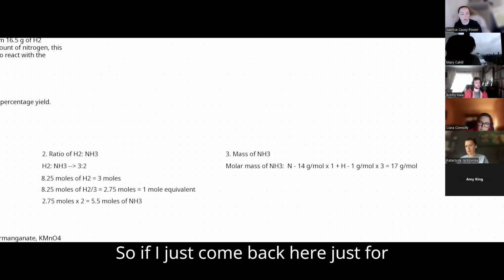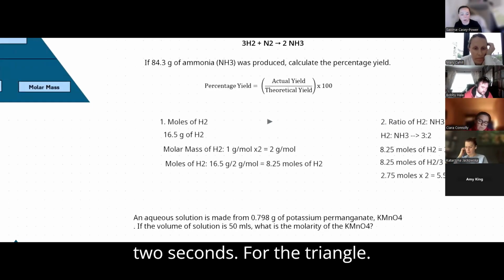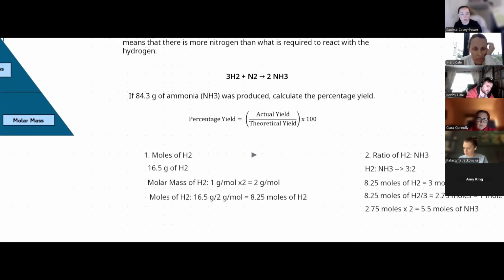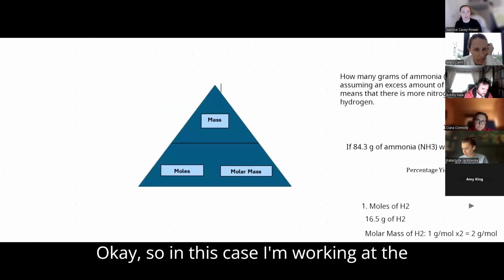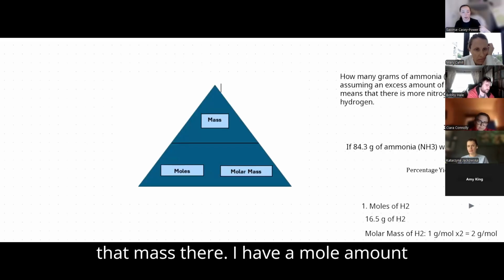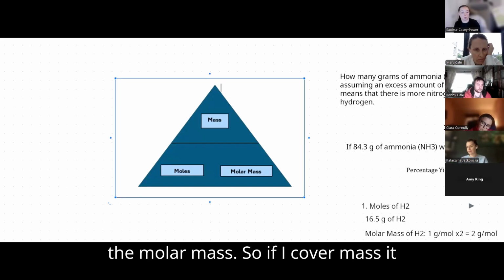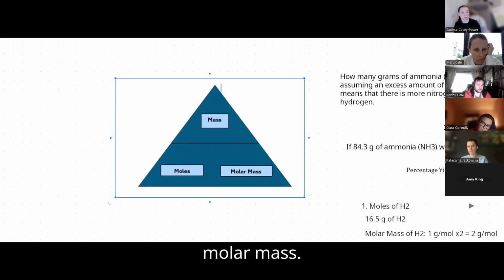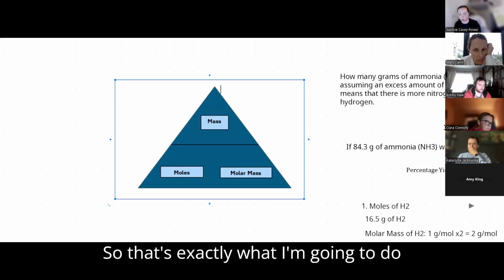So if I just come back here for 2 seconds to that triangle. In this case, I'm working out the mass, so just pretend I'm covering that mass there. I have a mole amount, and I've just worked out the molar mass. So if I cover mass, it tells me to multiply the moles by the molar mass. So that's exactly what I'm going to do now.